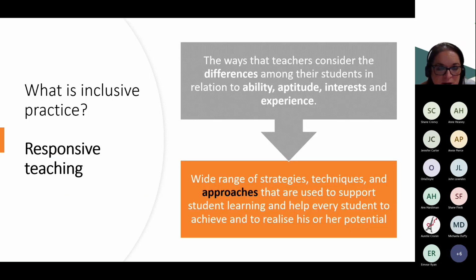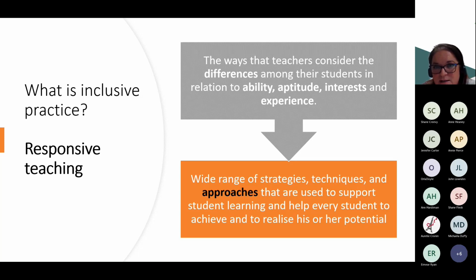So what is inclusive practice and what do we mean by that? I think in a nutshell, to me, it means responsive teaching. The ways in which teachers consider the differences among their students in relation to ability, aptitude, interests and experience. And they deploy a wide range of strategies, techniques and approaches that are used to support student learning and help every student to achieve and realise his or her potential.